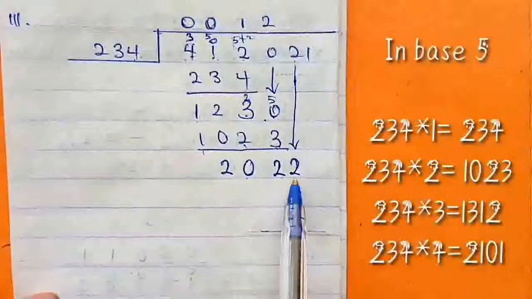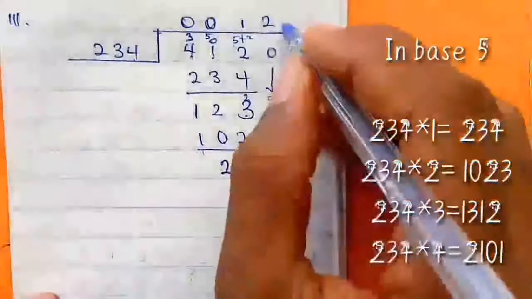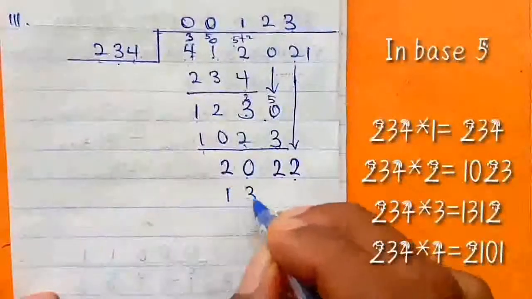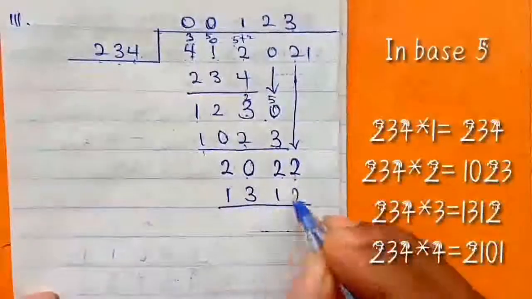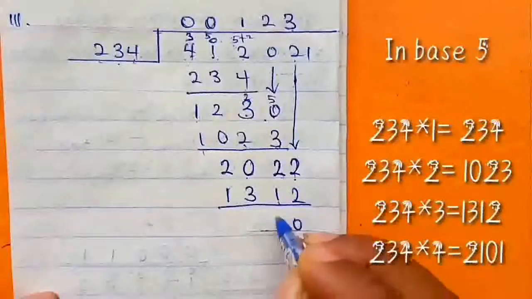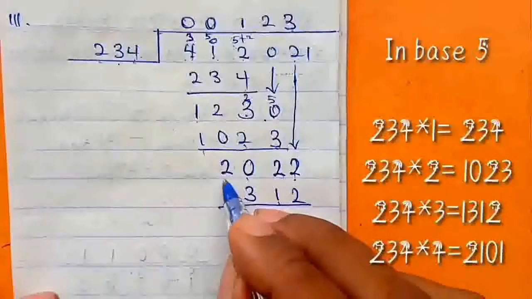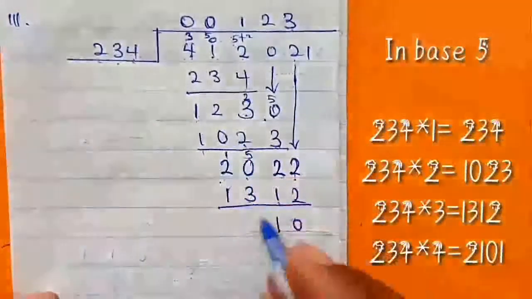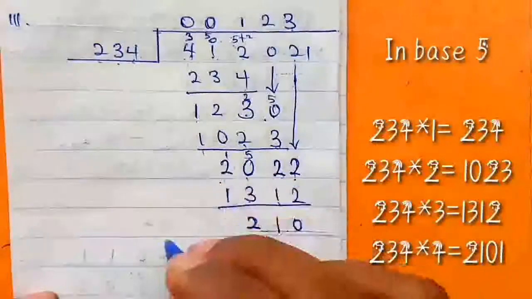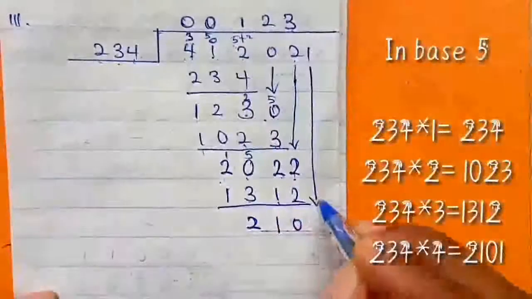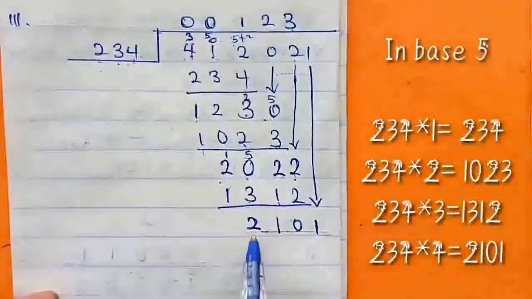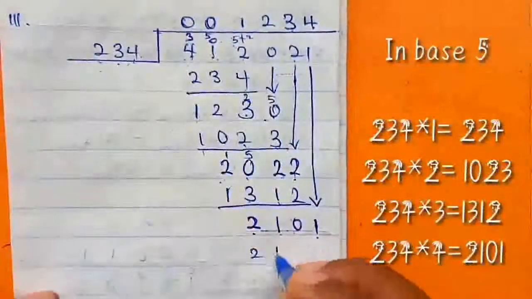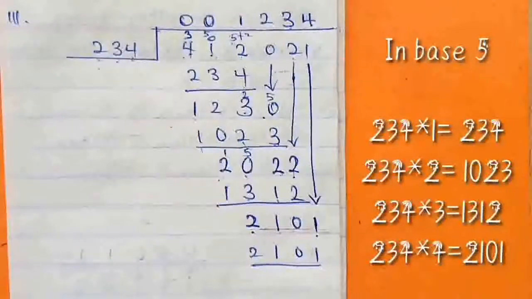234 divided by 2022 will give us 3. 3 times 234 will give us 1312. Where we have 2 minus 2 will give us 0. 2 minus 1 will give us 1. 0 minus 3 won't work. We pick up 1 from here, and the one picked here is 5. This remains 1. 5 minus 3 will give us 2. Then we bring this thing down, which is 1. 234 divided by 2101 will give us 4. 4 times 234 will give us 2101.